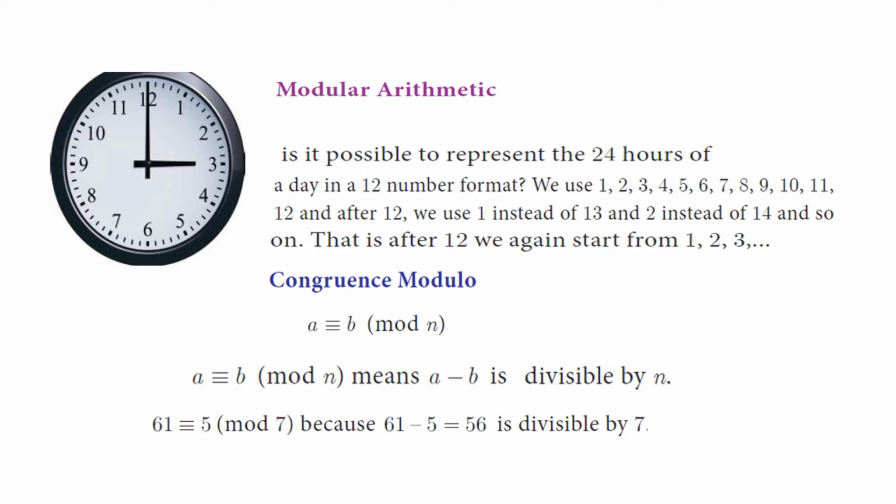Next, congruence modulo. A congruent B mod n. Here, n is called the modulus. And A congruent B mod n means what? A minus B is divisible by n. For example, you see 61 congruent 5 mod 7, because 61 minus 5 equals 56, and that number is divisible by 7. Okay, it's satisfied.